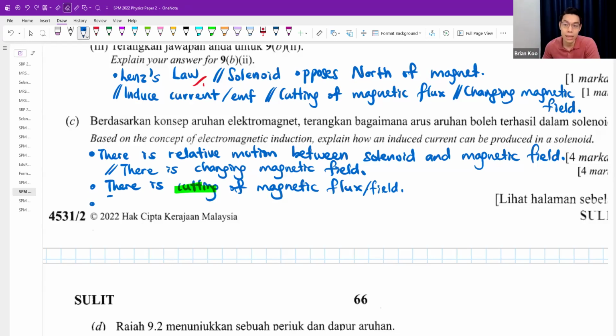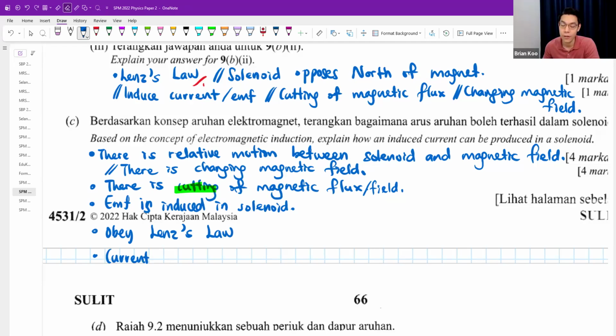And then because there's cutting of flux, according to Faraday's law, e.m.f is induced in solenoid. And then because you obey Lenz's law, current is induced. According to Lenz's law, current induced will always oppose the change of magnetic flux that cause it.